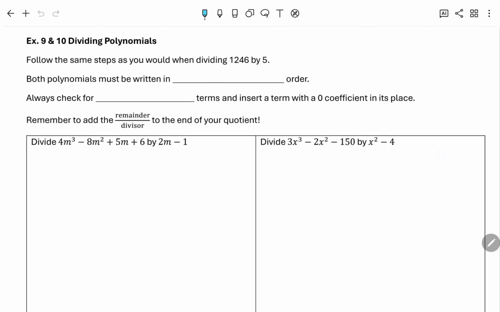And here we are, finally. All right, examples 9 and 10, dividing polynomials. This is one way that we can divide polynomials. We'll look at another way later on in the year.